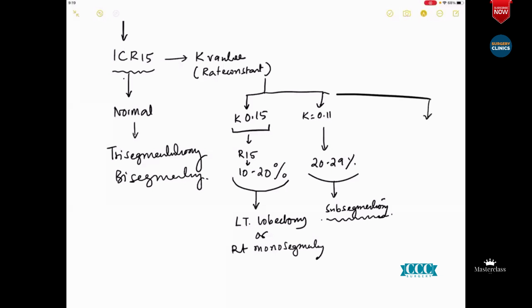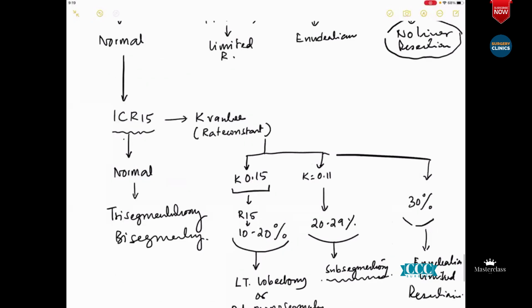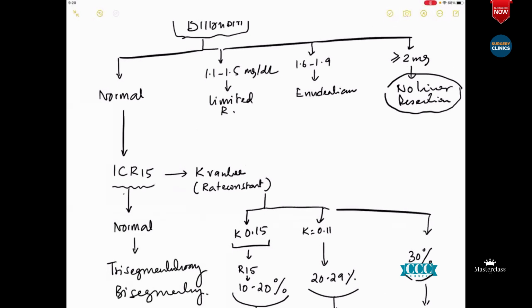And if the values are much less, that means 30% is being retained, this patient is technically not fit for a liver resection. It is only an enucleation or a very limited resection. So I will end at this point, and this is technically called the Makuuchi criteria, to help you in understanding.